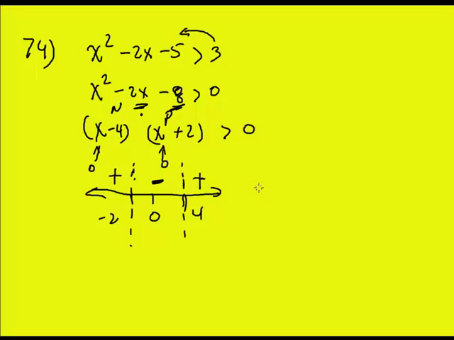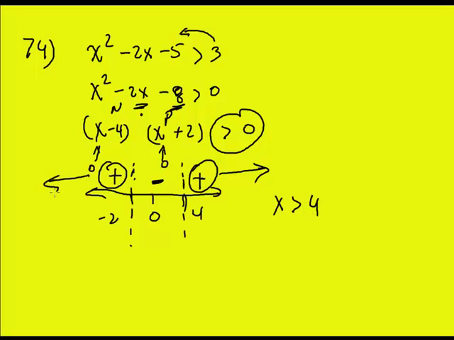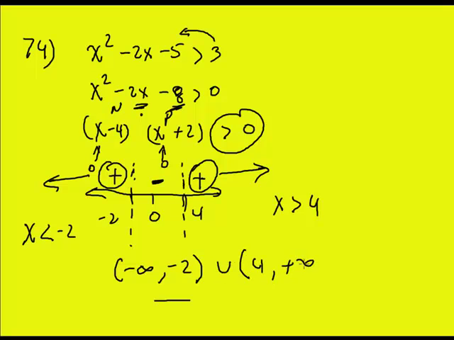Alright, so I'm looking to see where this thing is greater than 0. Greater than 0 means positive. It's positive here, it's positive there. It's positive to the right of 4. That means x is greater than 4. There's no equal sign here, so it just says greater than 4. It's positive to the left of negative 2. That means x is less than negative 2. If they ask you to write it in interval notation, this one would be negative infinity to negative 2, parentheses, union, 4 to positive infinity.